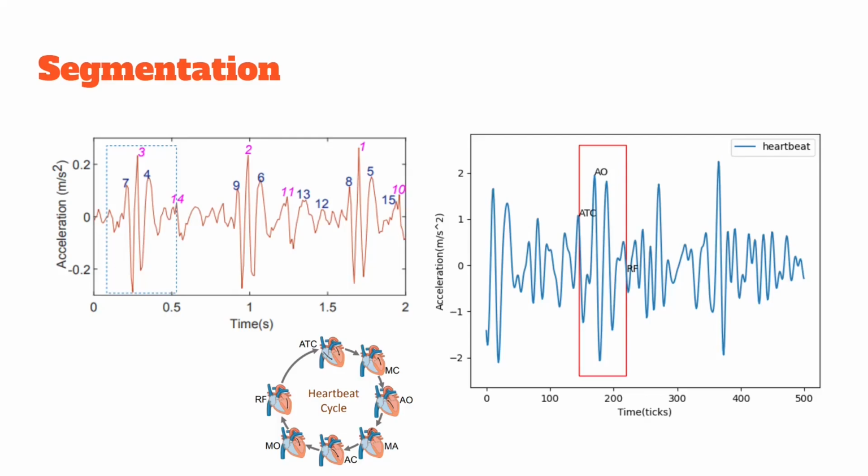This performs well in trying to find the AO and RF, as AO to RF intervals are larger than 200 ms when the heart rate is lower than 120 BPM. Now that we have obtained the AO to RF distance, we simply multiply 0.5 to it to obtain the ATC to AO distance, and from that we can obtain a full heartbeat cycle.